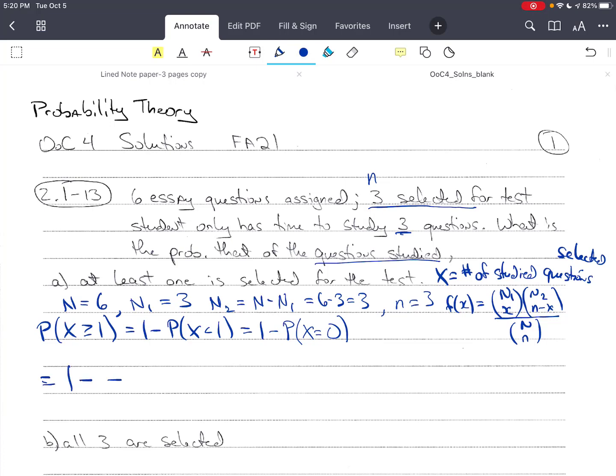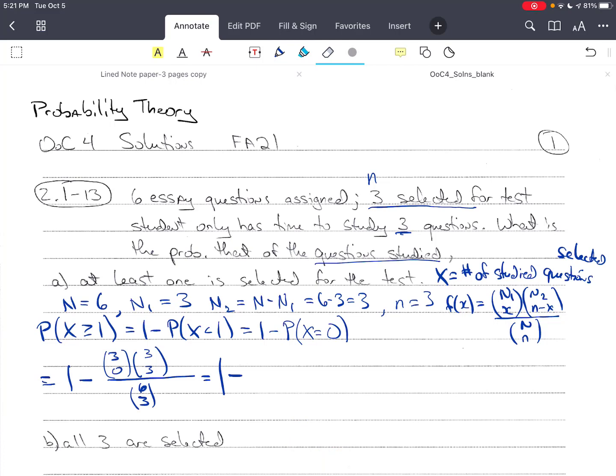So this is 1 minus, and so N1 is going to be 3, and x is going to be 0, and then N2 is 3, and n minus x is going to be 3 minus 0. And then we're going to have capital N, which is 6, choose little n, which is 3. And so we have 1 minus. Now 3 choose 0. Remember, this is 3 factorial over 0 factorial, 3 minus 0 factorial. So this is the same, and of course this is 1. So the whole thing is 1.